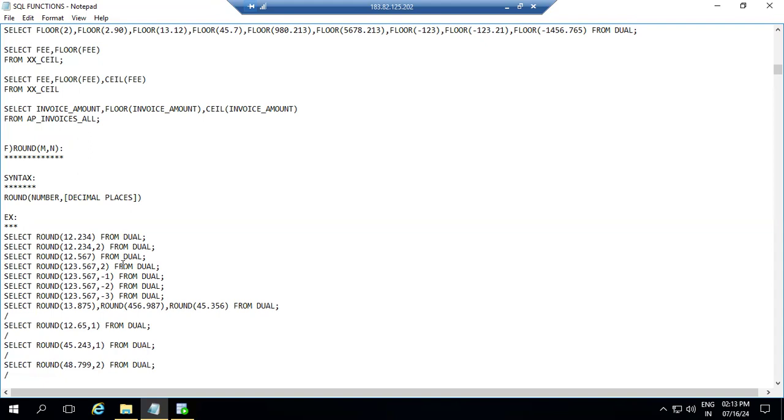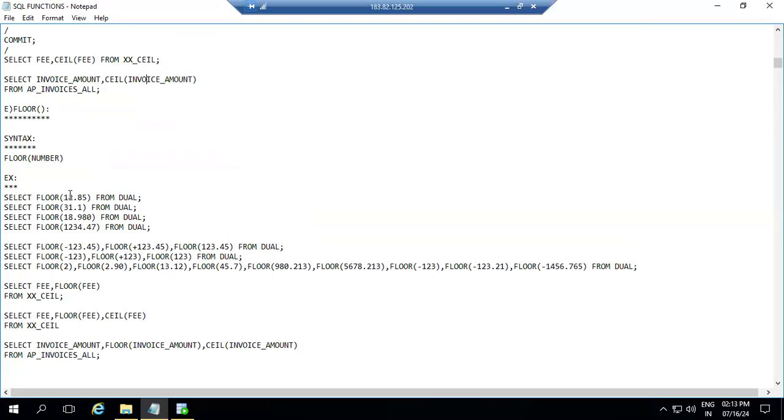Okay, so here we are using that floor function. You can observe we are having a syntax here like floor of the number. Okay, so this is the syntax. Select floor of 12.85 from dual. So what happens in this case? What will be the output here now?